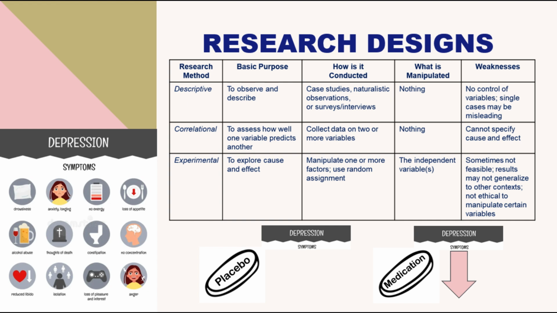After analyzing the data, they find that the experimental group shows a significant reduction in depressive symptoms compared to the control group. In this experiment, the manipulation of the medication is the independent variable, and the change in depressive symptoms is the dependent variable, allowing the researchers to conclude that the medication had a causal effect on reducing depression symptoms.